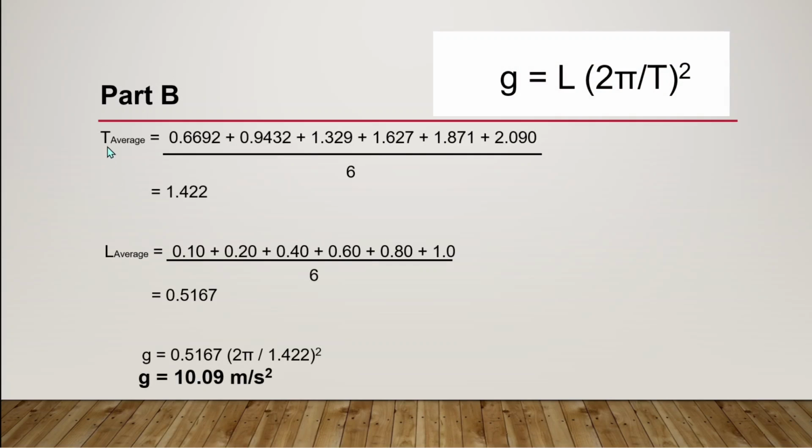Now part B. Same, we calculate the T average and the L average, then we substitute into the formula. g equals L 0.5167 times 4 pi squared over T 1.422 squared. We calculate and you'll get an answer of g, gravitational acceleration, equals 10.09 meters per second squared for part B. This is how you do question 1 and question 2.